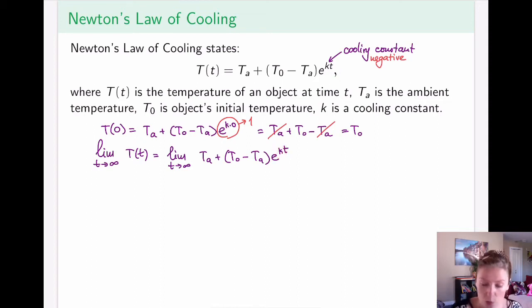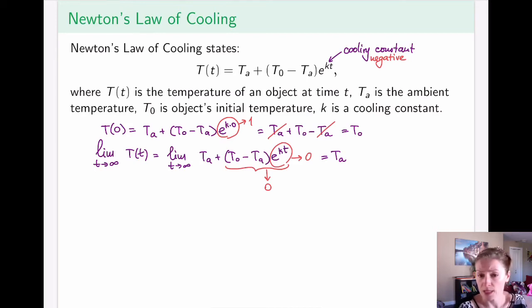And remember what the e to the negative power looks like as a graph. It is going towards 0 on the right-hand side, which means that this portion approaches 0. Anything times 0 is 0, which means that this part of my function approaches 0, and therefore, as the limit, I just have Ta, which means that eventually the cooling down object will reach the temperature of the ambient environment.